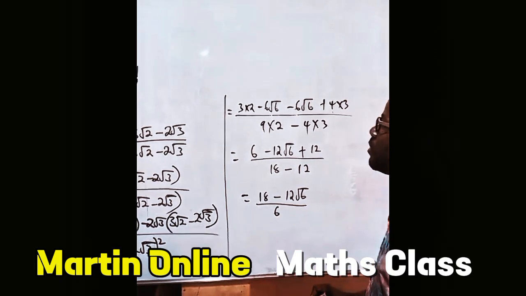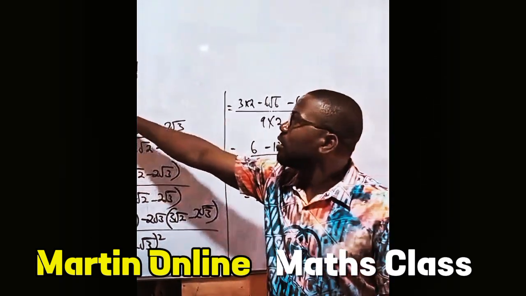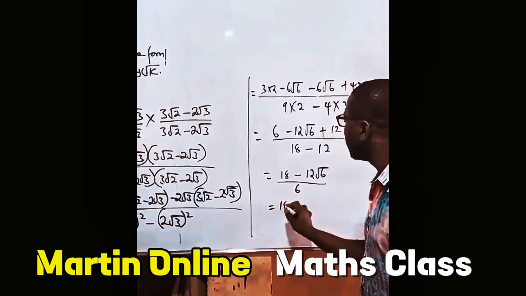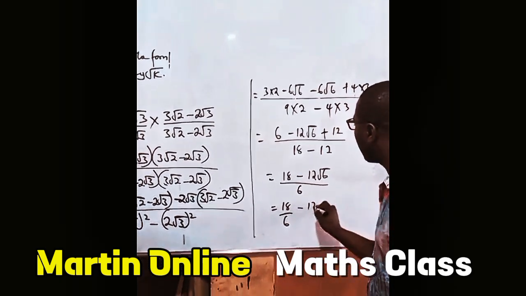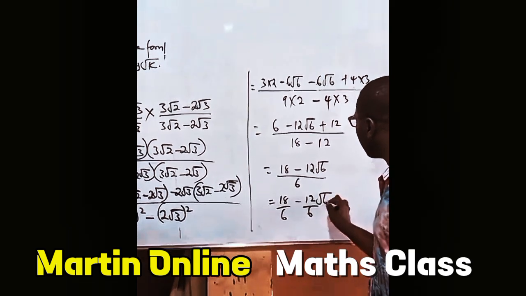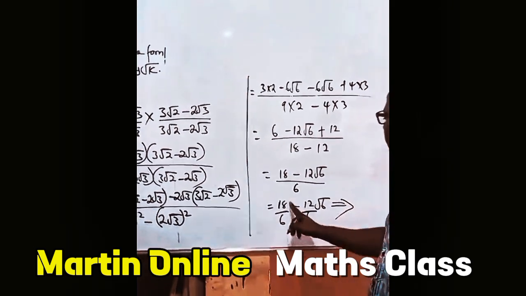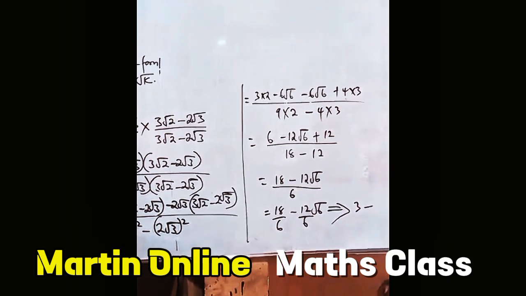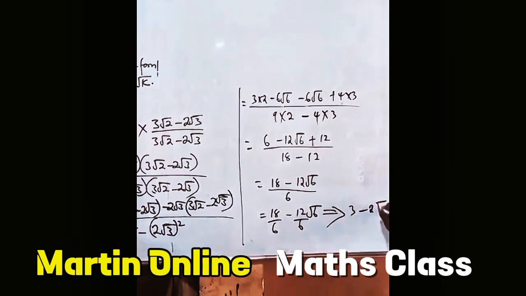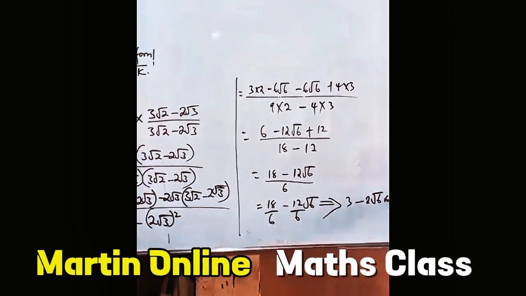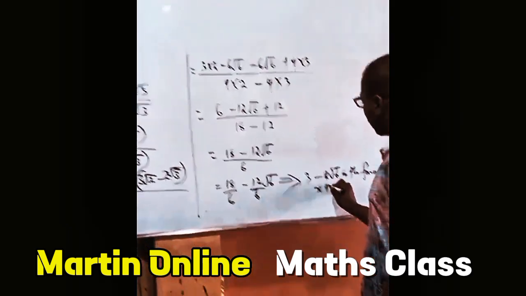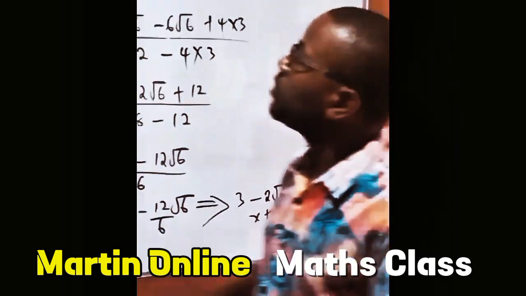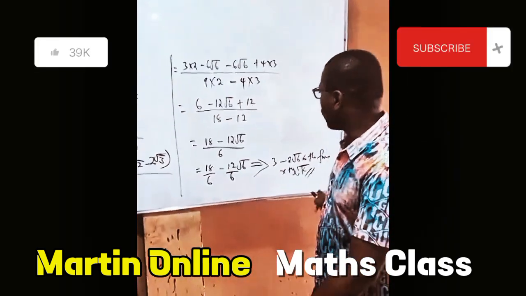Which is 6. Remember the question says in the form x + y√k. So I will split this now into 18 over 6 minus 12 over 6 √6. This implies 18 divided by 6 will give us 3, and 12 divided by 6 will give us 2√6, in the form x + y√k. Because the question says this, it means that you must express it in this form.